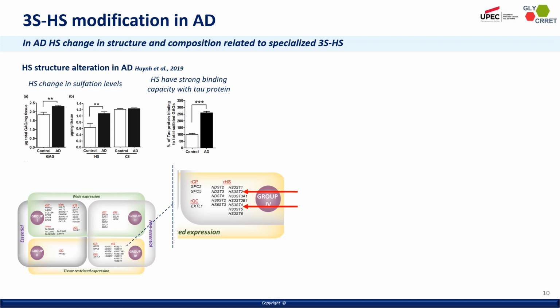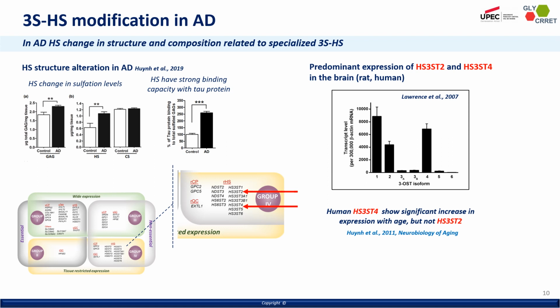So in human, there are 7 different isozymes, and these are the heparan sulfate 3-O-sulfotransferase 1, 2, 3A, 3B, 4, 5, and 6. It was known that heparan sulfate 3-O-sulfotransferase 2 and also 4 were predominantly expressed in the rat and human brain. In 2011, we published that human heparan sulfate 3-O-sulfotransferase 4 shows a significant increase in expression with age, but not heparan sulfate 3-O-sulfotransferase 2.